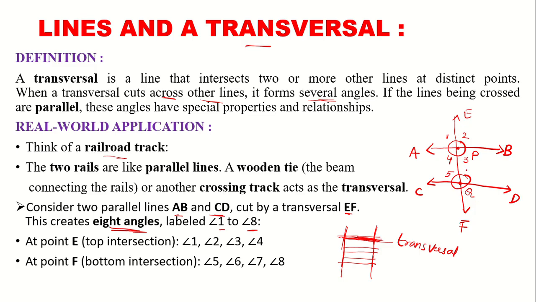And this is angle 5, which is at the bottom intersection. At point Q, they also form 4 angles. So the 4 angles here are angle 5, angle 6, angle 7 and angle 8. Okay, so this is the diagram of how a transversal line cuts through two lines at distinct points and forms 4 angles each. So whenever these lines are crossed, we have some special properties and different types of angles are formed.